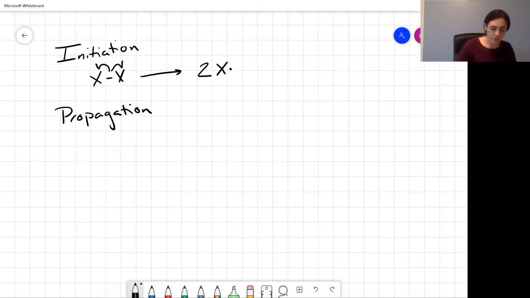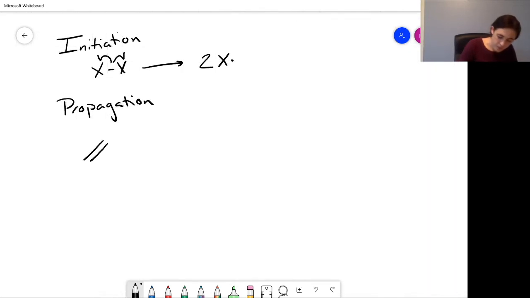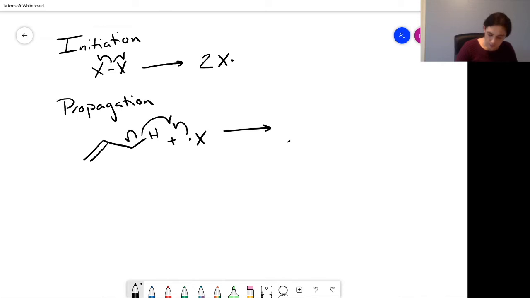Next up is propagation. So here we are going to generate our carbon radical by abstracting a hydrogen. Here we have three arrows, one coming from the radical and two from the carbon-hydrogen bond. This forms a carbon radical and an HX bond.